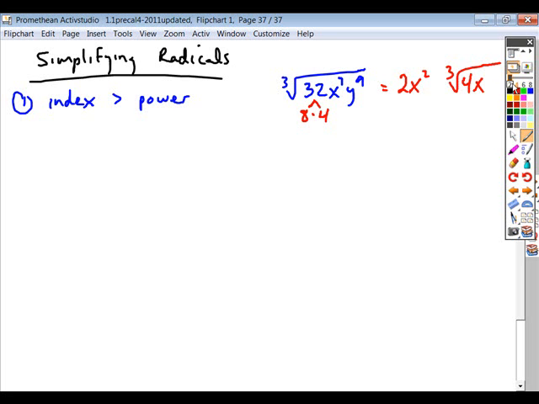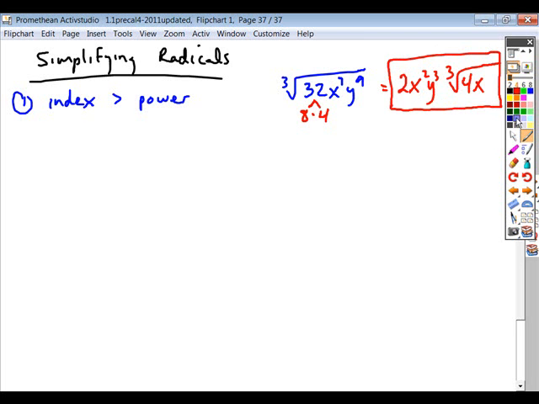And how many groups of 3 can we remove from the y's? 3 groups of 3 gives you 9. When you remove that from the given 9, how many y's are left inside our radical? None. Okay, so here's our simplified form. When you look at that, do we need to consider absolute values? Was the index even? No, so you don't even need to worry about it. Just leave it as it is.